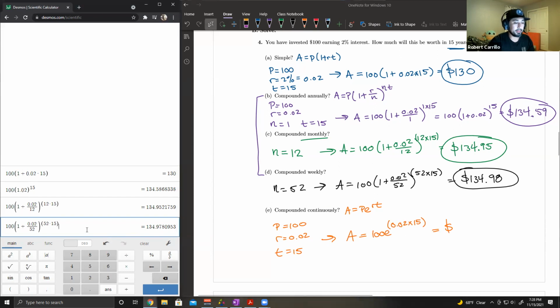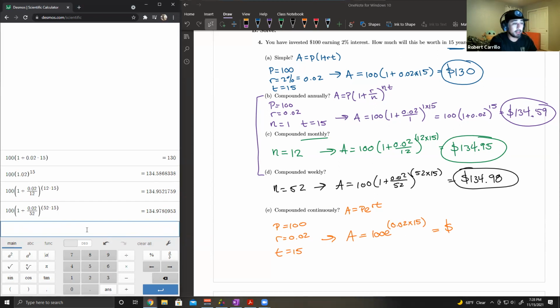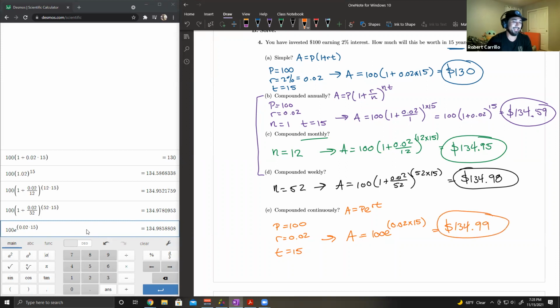All right. So when you type this in, again, type it in now as I wrote it, 100, and you're going to type the letter E times E raised, and I'll do my parentheses, 0.02 times 15. Look at that. And now our money's making interest every second, every hour, every day. And at the end of the 15 years, we have 134.99. We have a penny more than what we would get weekly.